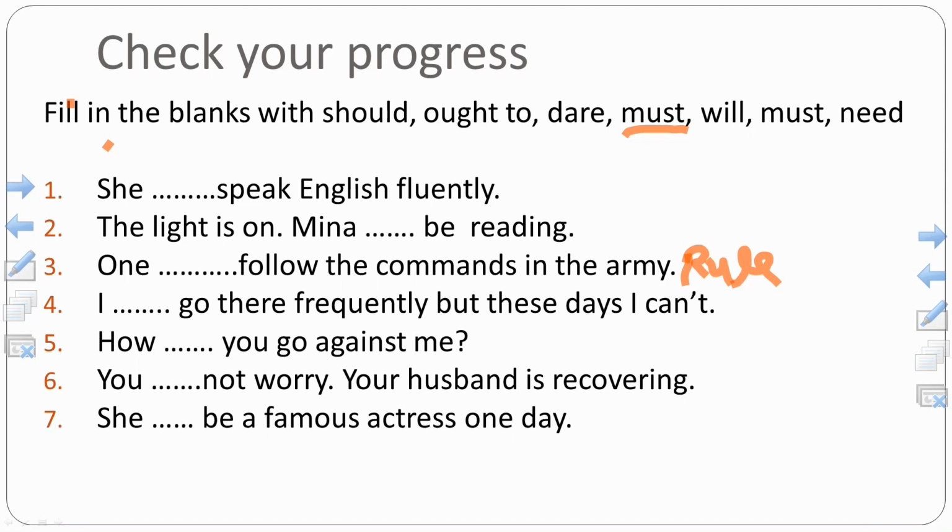Now, here there will be: you need not worry. The sixth one will be: you need not worry. Then the fifth will be: how dare you go against me. Then the fourth will be: I dash go there frequently, but these days I can't. I ought to, which means, or we can say, I used to.